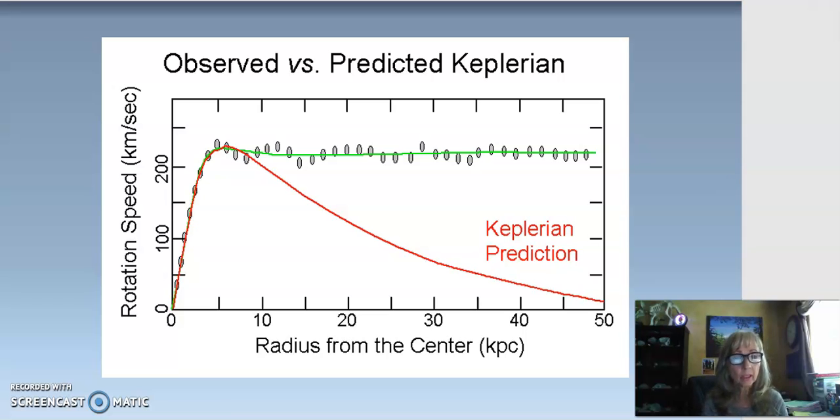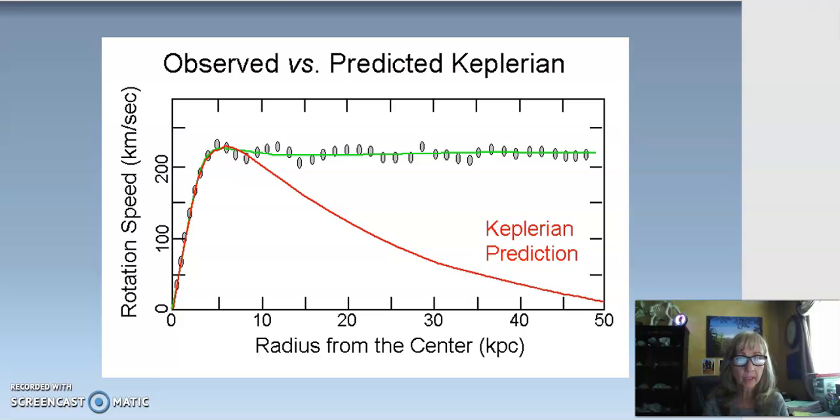We expected that stars farther away from the central bulge, where the majority of the gravity is, would travel slower and slower as they move out. But as you can see on this graph, the lower red line is what we think it should be like. That's what Kepler said. That's how the planets are.